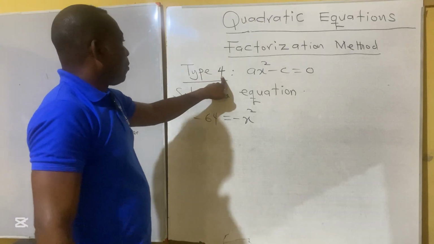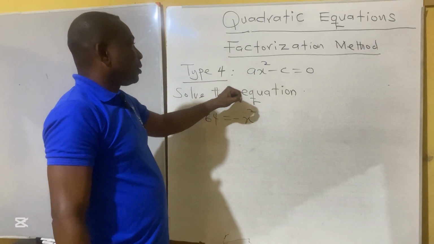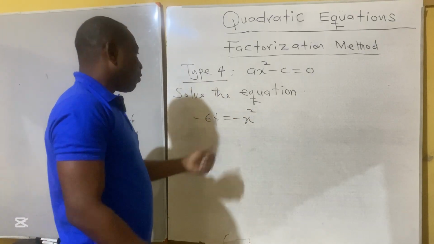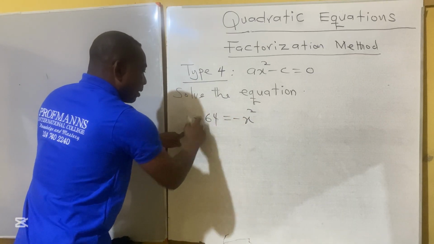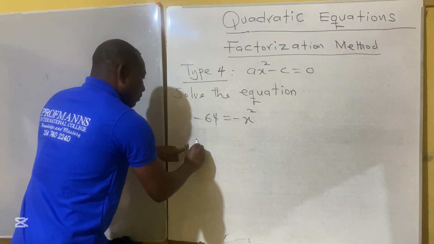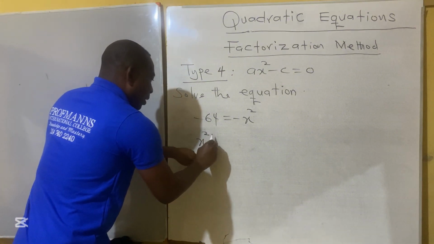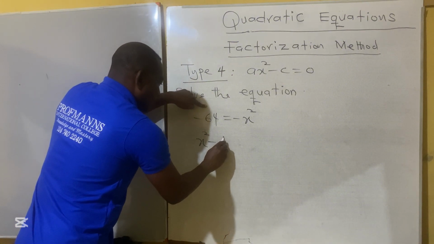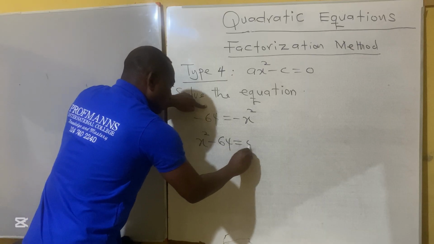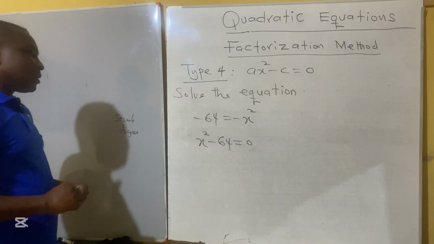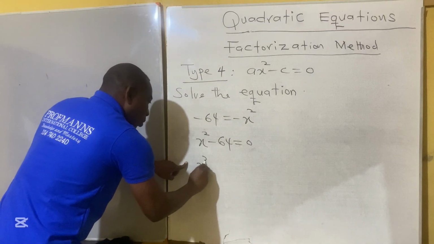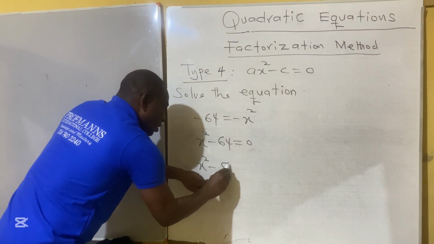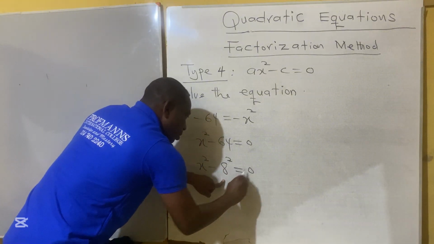Type 4 of the quadratic equation is of this form. So let's solve this equation. We are going to equate this to 0. So this comes here, it becomes positive x squared, and then we have minus 64 here being equal to 0. Now this is a difference of two squares. So it becomes x squared minus 8 squared is equal to 0.